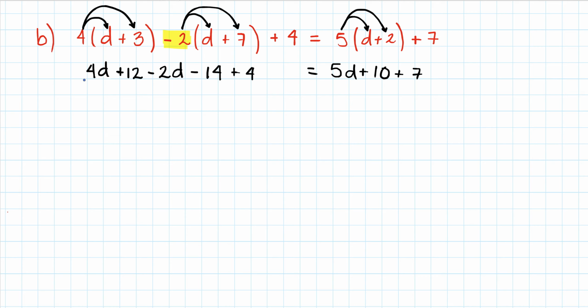So what do I have here? I have 4d, I have -2d. Okay, and the rest are the numbers here. So then 4d take away 2d is going to be equal to 2d. And then 12 take away 14, they're going to be -2 plus 4 plus 2, +2. Check my arithmetic because I might have made a mistake there. Then 5d plus 10 plus 7, plus 17. Wonderful. Now, numbers to the right.